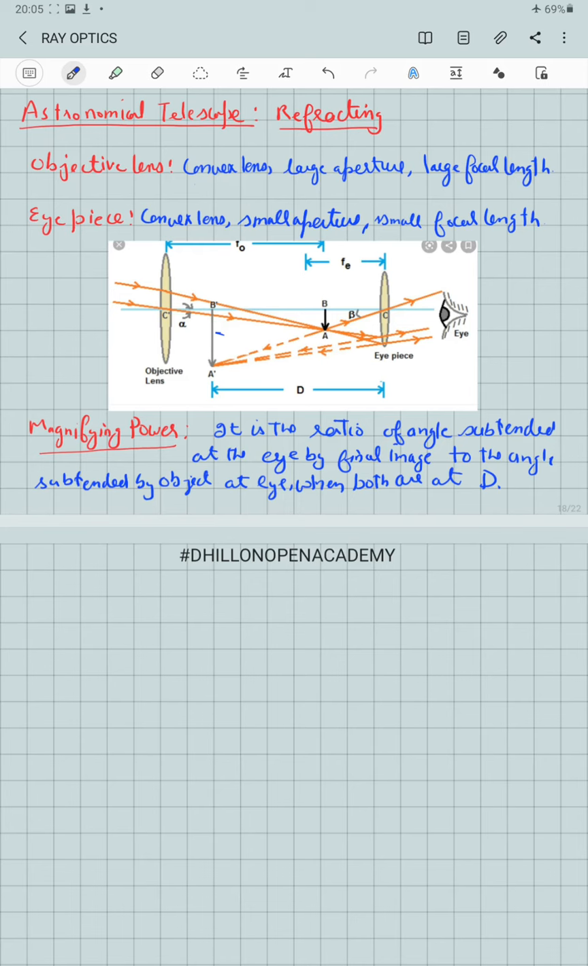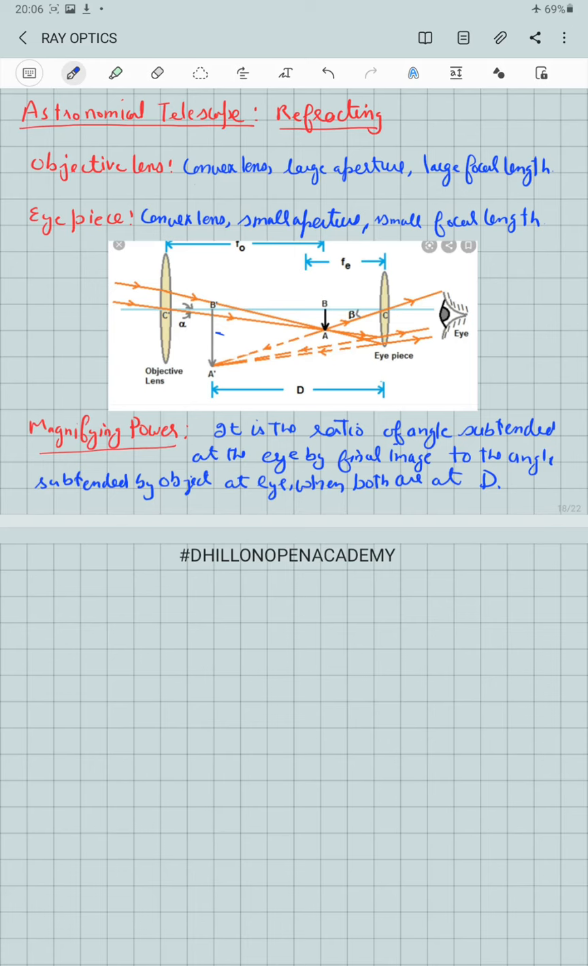So in this case, the objective lens receives the light rays from an object which is placed at infinite distance from it, such that a real but inverted image AB of the object is formed at the principal focus of the objective lens, at a distance equal to the focal length of the objective lens, that is f naught.